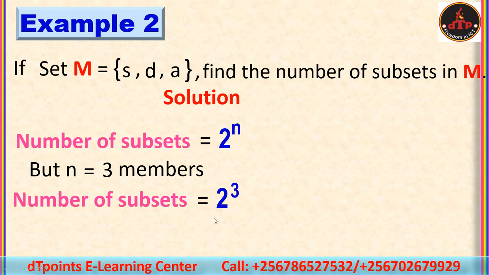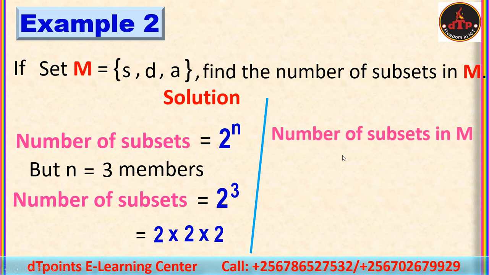And then we shall proceed by saying 2 power 3 is the same as 2 multiplied 3 times. Now we can say 2 times 2 is 4. 4 times 2 is 8. We can draw a line here, and then we say number of subsets in set M is equal to 8, and we underline. That's good. Are you seeing how the work is smart?